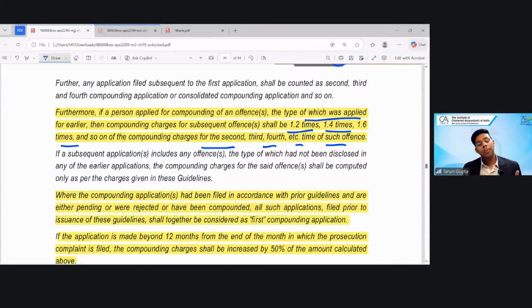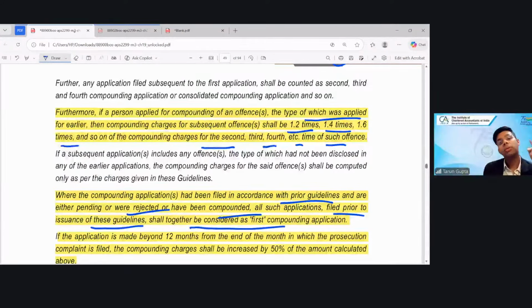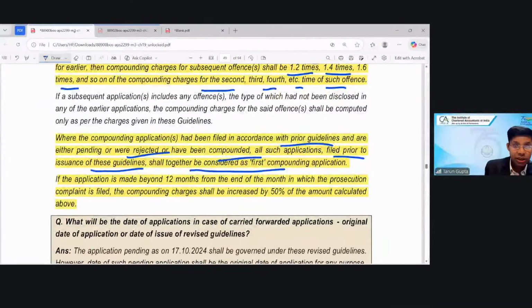And it says if the compounding application was made in accordance with the earlier guidelines, all such applications shall be deemed as one application. Where the compounding application has been filed in accordance with prior guidelines and is either pending, rejected, or has been compounded, all such applications filed prior to issuance of these guidelines shall together be constituted as the first compounding application. If an application is made beyond 12 months from the end of the month in which the prosecution complaint is filed, the compounding charges shall be increased by 50%. Okay.